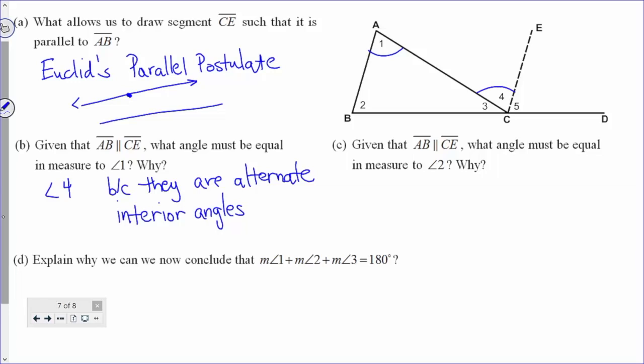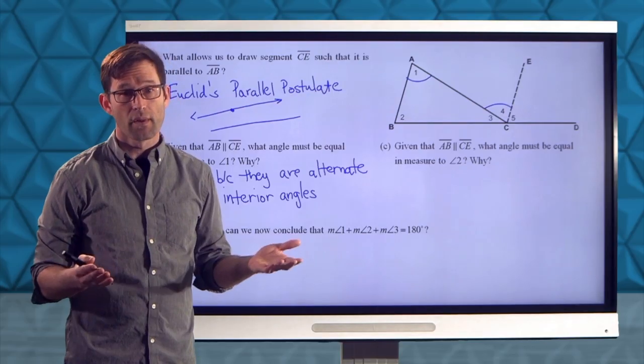Now, letter C. Given that AB is parallel to CD, what angle must be equal to the measure of angle 2? And why?